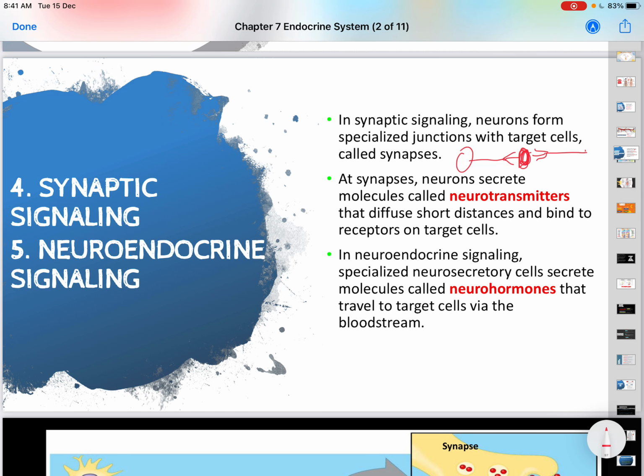In neuroendocrine signaling, the last signaling form, specialized neurosecretory cells secrete molecules called neurohormones that travel to target cells via the bloodstream. So remember, neuroendocrine signaling involves the neurosecretory cells in the hypothalamus or posterior pituitary. These cells will secrete neurohormones, and these hormones will be released into the bloodstream. That is the chronology, or the order of the process.